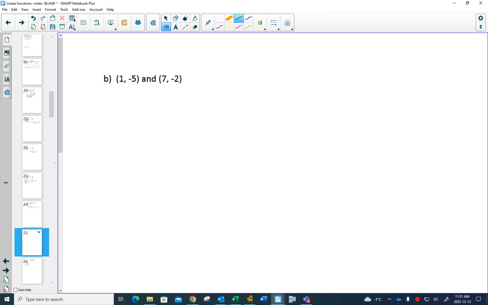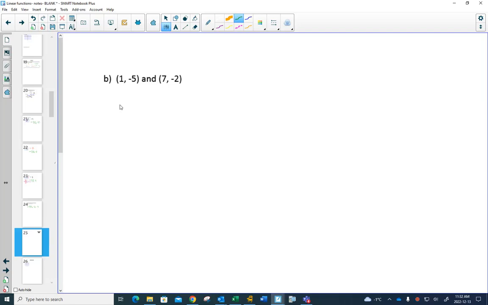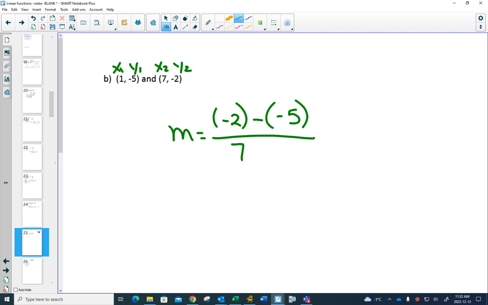Okay, I want you to try part B on your own. I'll put up the answer in a second. See how you're doing. All right, let's see how you did. I'm going to call this one x1, y1, this one x2, y2. My slope would be -2 minus -5 over 7 minus 1. Subtracting negatives, adding. Did you get +3 on the top? +6 on the bottom. That reduces to 1/2.